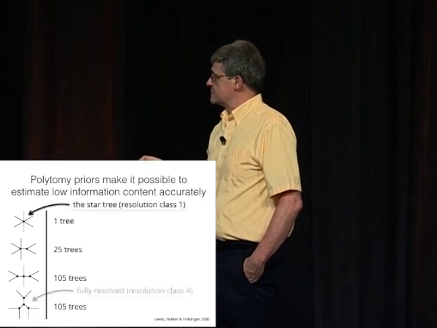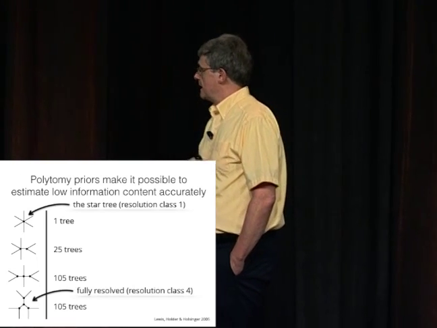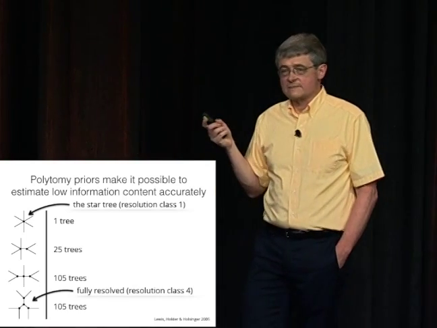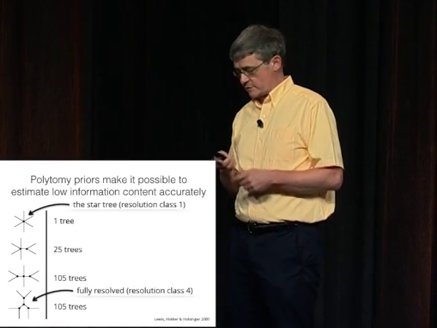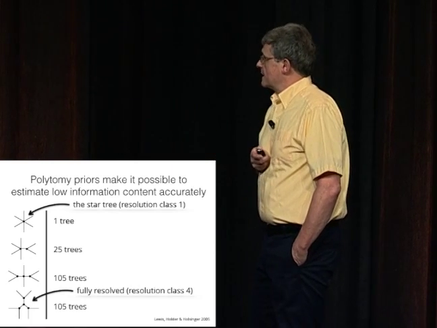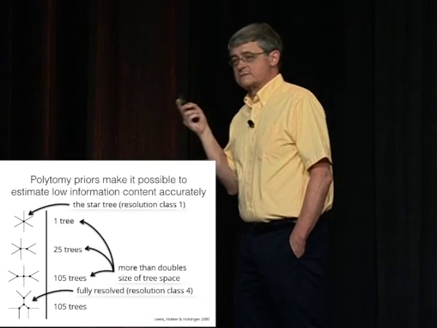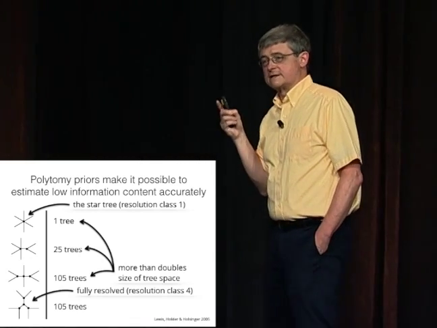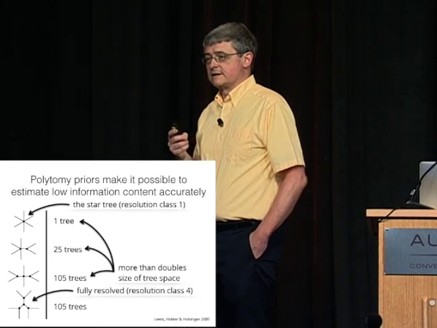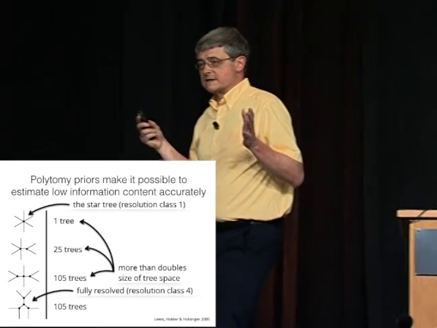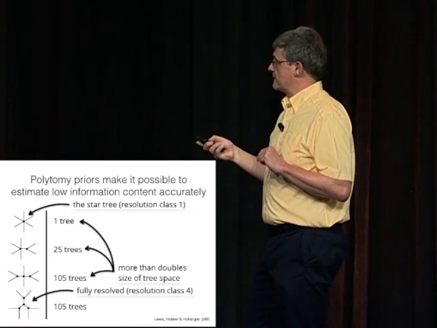And it could also visit trees that are fully resolved, that have, in this case, 4 internal nodes. And this resolution class is defined to be the number of internal nodes. So if a tree is in resolution class 4, it has 4 internal nodes. And what's kind of odd about this and counterintuitive is that using this prior will help us estimate information content despite the fact that it more than doubles the size of tree space. You would think that we already have this gigantic tree space that's causing the problem. Doubling it shouldn't help. But let me show you maybe how it does help.